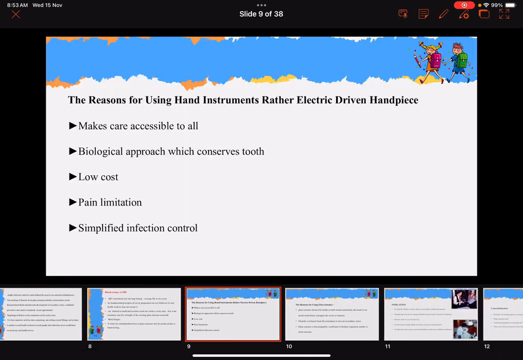The reasons for using hand instruments rather than electric driven hand pieces are that it makes care accessible to all, it is a biological approach which conserves the tooth, low cost, pain limitation, and simplified infection control.